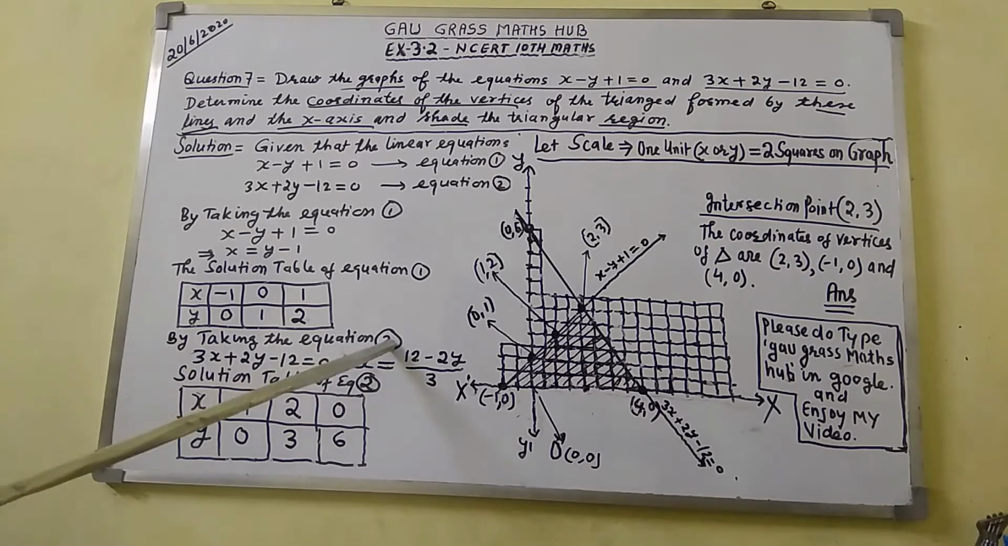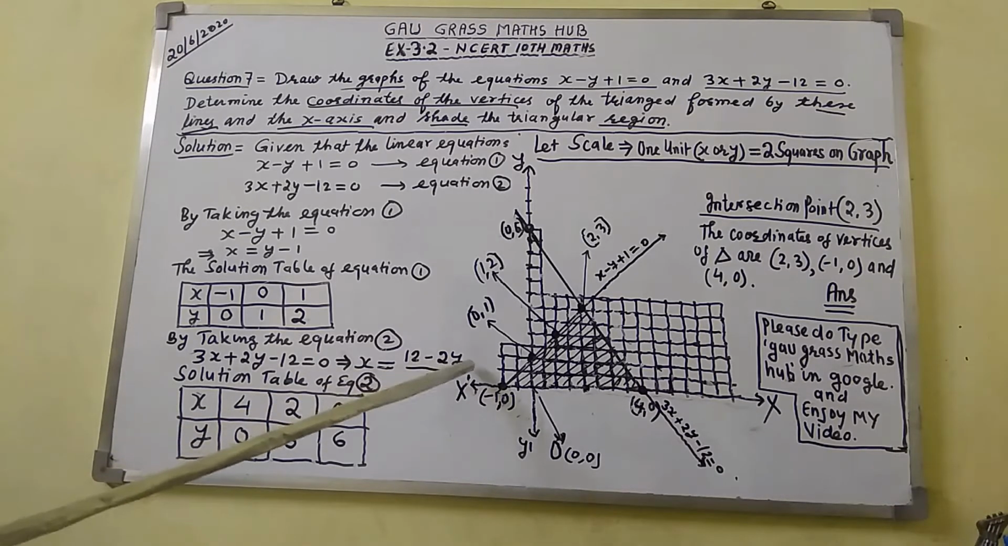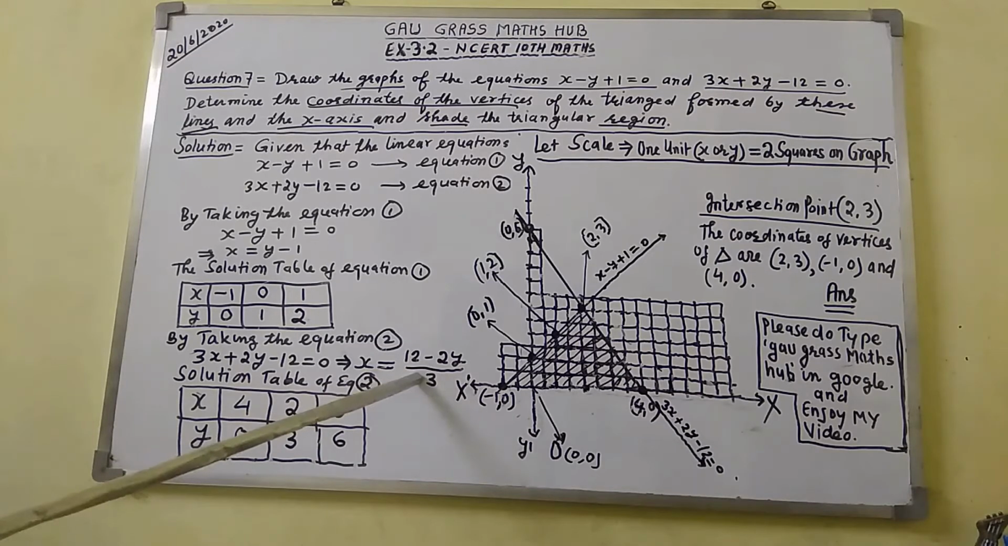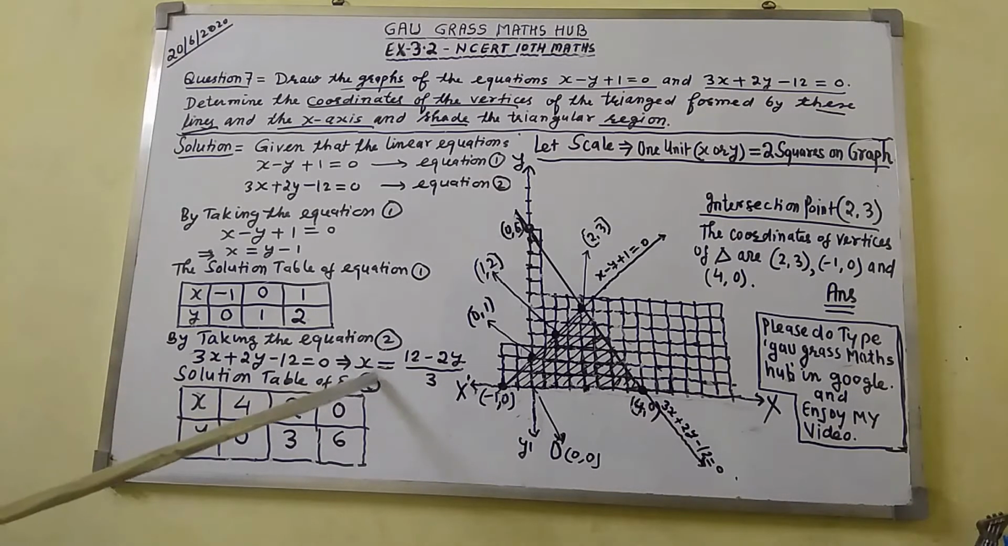Taking equation number 2, I have written equation number 2 here: 3x plus 2y minus 12 equal to 0, which implies that x equal to 12 minus 2y, whole over 3. Now I have made the solution table of equation number 2.